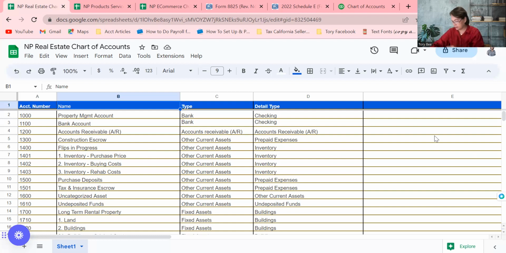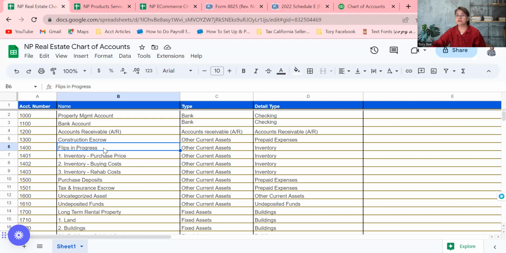So let me show you. You see, it's different from any other chart of accounts, this real estate chart of accounts. You see the flips in progress. You will only see this one for real estate accounts. Flips in progress means the renovation, the improvements in an existing project, is not yet done, still in progress.